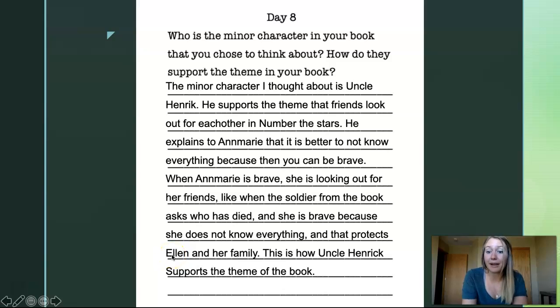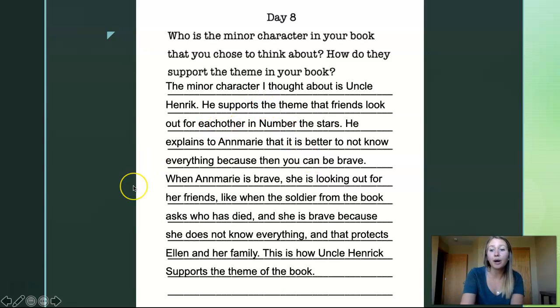And by being brave, she was protecting Ellen and her family from the soldiers. And so that is how Uncle Henrik supports that theme. That's not the theme. That's how Uncle Henrik supports the theme that friends look out for each other, because he helped her to do that, thinking about how it's easier to be brave, and then she could help her friends.